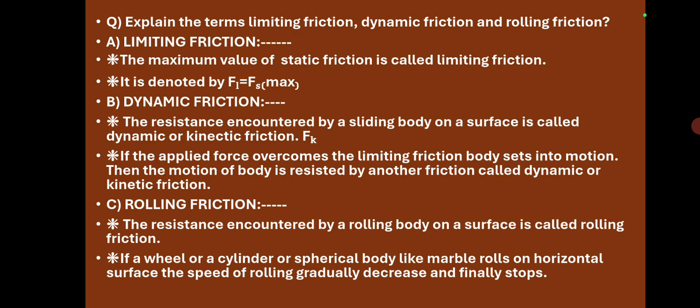Here the resistance means opposition created to the motion of the body. So that resistance encountered by the sliding bodies on the surface is called dynamic or kinetic friction. It is denoted by Fk, K for kinetic. Now here, if the applied force overcomes the limiting friction, the body sets into motion. Then the motion of the body is resisted by another friction, which we call dynamic or kinetic friction.